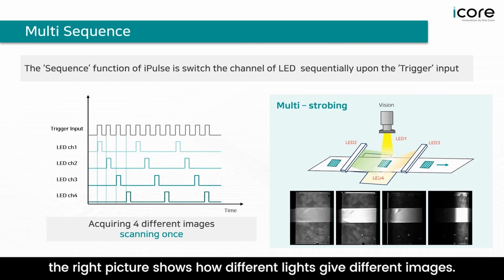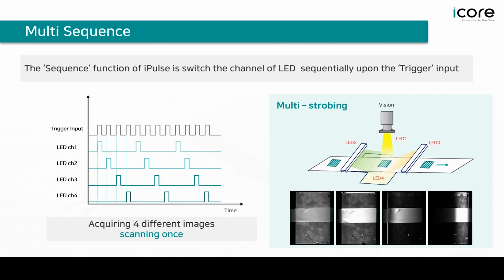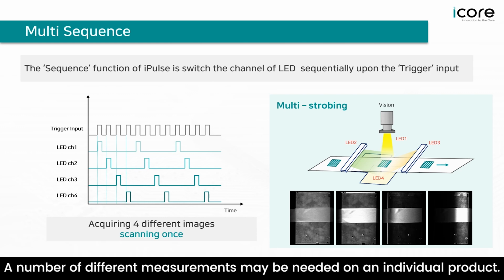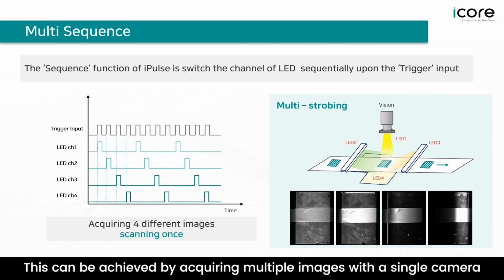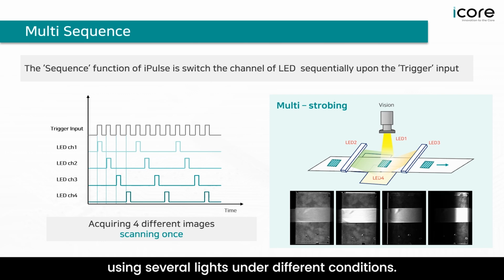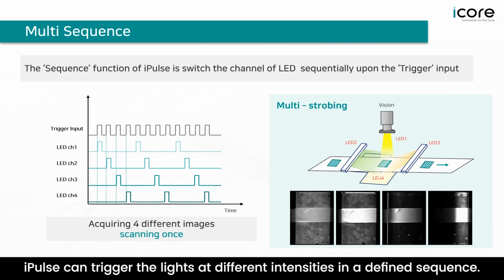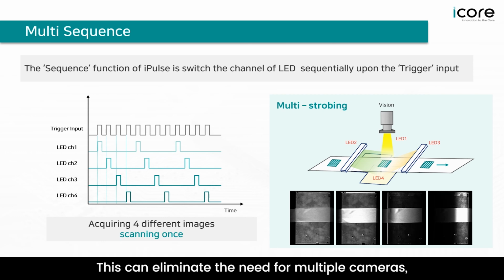The right picture shows how different lights give different images. A number of different measurements may be needed on an individual product. This can be achieved by acquiring multiple images with a single camera using several lights under different conditions, like angle or wavelength. iPulse can trigger the lights at different intensities in a defined sequence. This can eliminate the need for multiple cameras, saving both on cost and space.